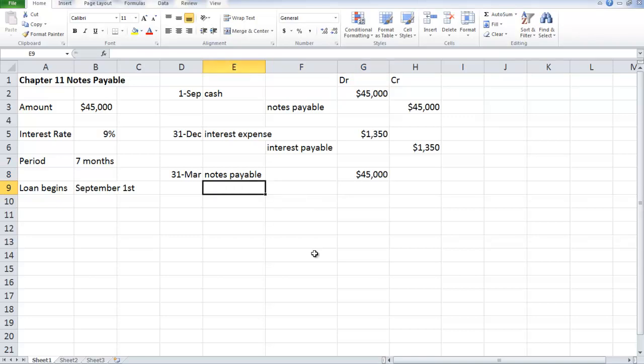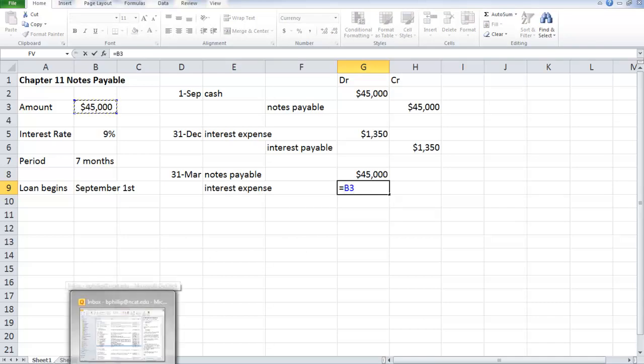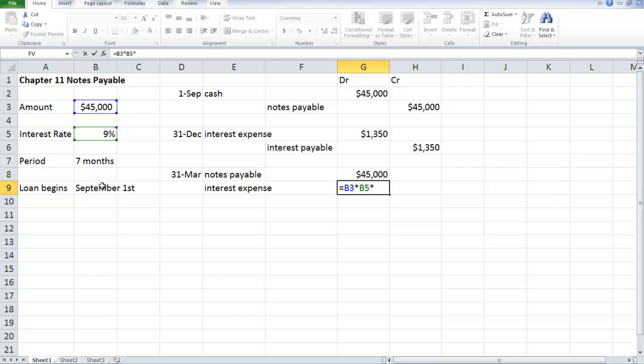Okay. Then we have interest expense that's accrued from January 1st to March 31st, so for 3 months. So we have to list the amount of interest. In this case, it's the amount of the loan times the interest rate of 9% times 3/12, or 3 months. So there's an additional $1,013 worth of interest.